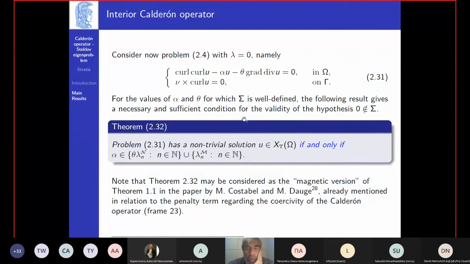By the way, this penalty term business was introduced years ago by Martin Kostabel, and he, with Monique Dauge, has a number of very interesting papers on electromagnetics, elasticity, etc. And so the magnetic boundary condition can be considered as a magnetic version of their condition, of their theorem.